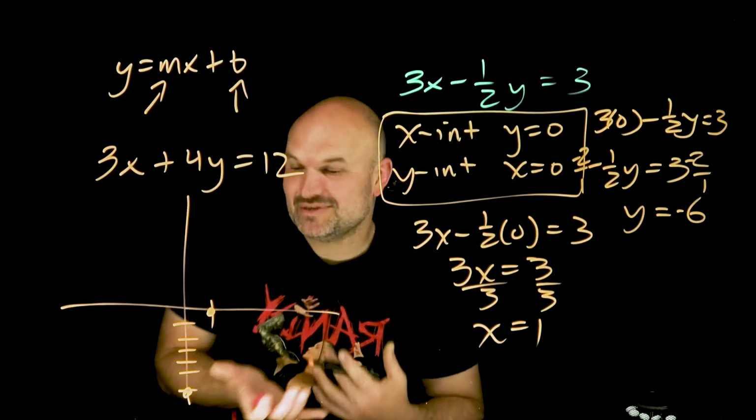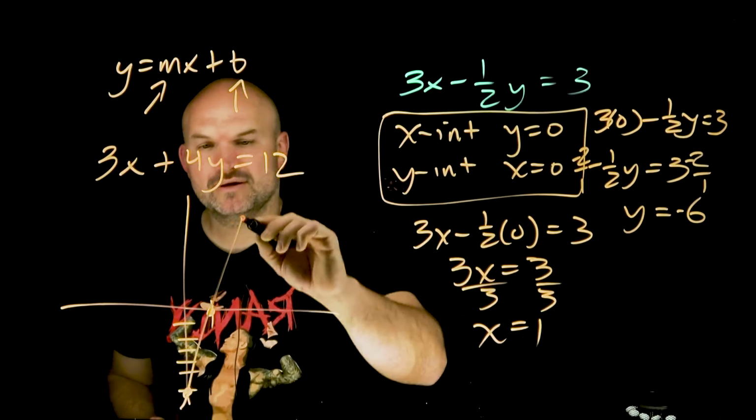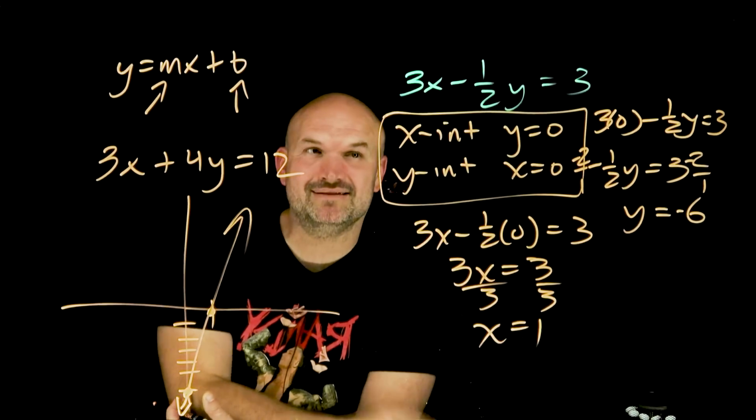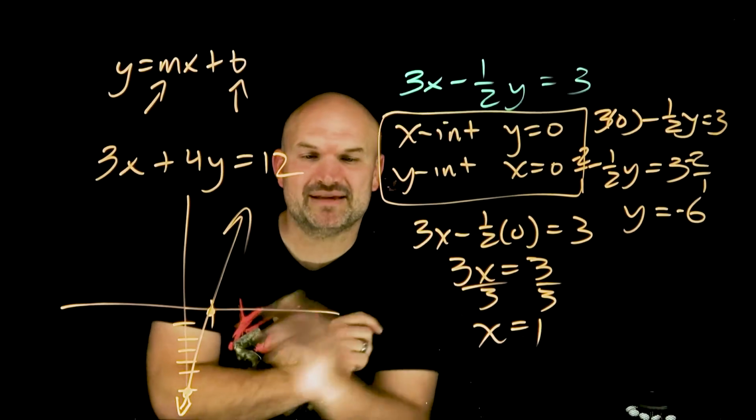Now, remember, ladies and gentlemen, to graph a line, all we need is 2 points. There you go. So when slope-intercept form doesn't look like it's going to be the best method, don't forget about your intercept method. Cheers.